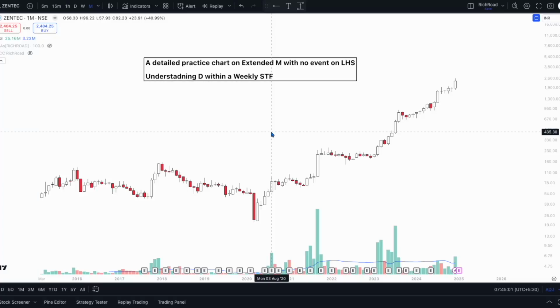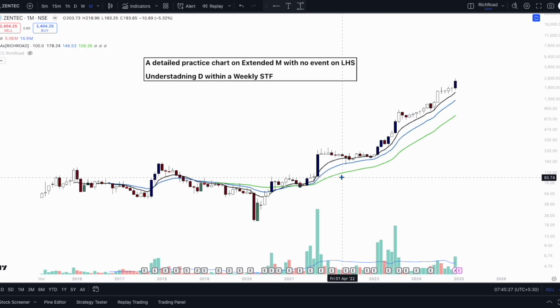We are going to do detailed practice on this chart to understand extended monthly with no event on the LHS in terms of the moving average. And within that, we will understand the daily time frame within a weekly STF. In this scenario where the monthly is extended and there is no event on the LHS in terms of the moving averages, as you can see it here. The video is going to be detailed, so let's start.